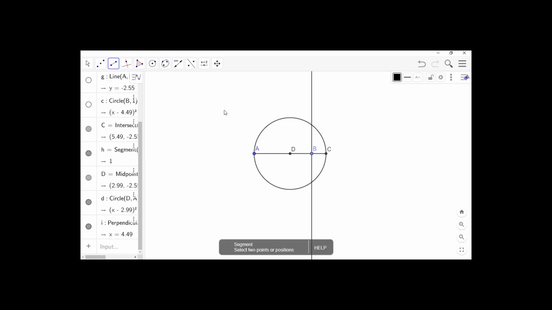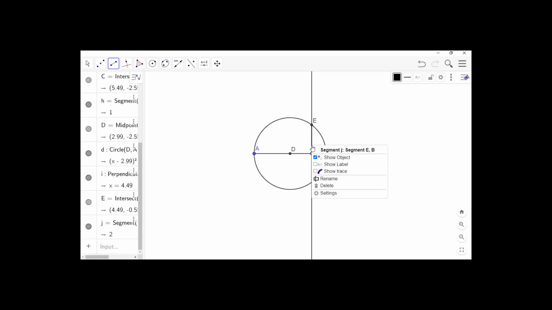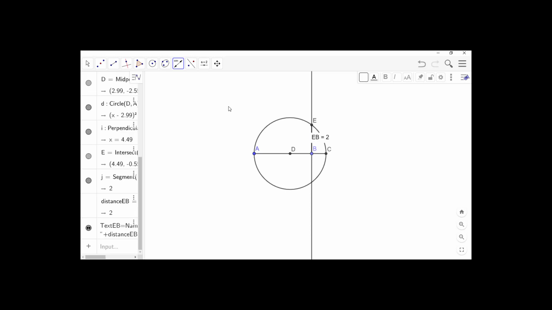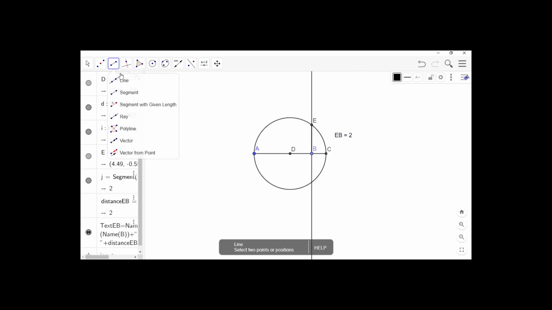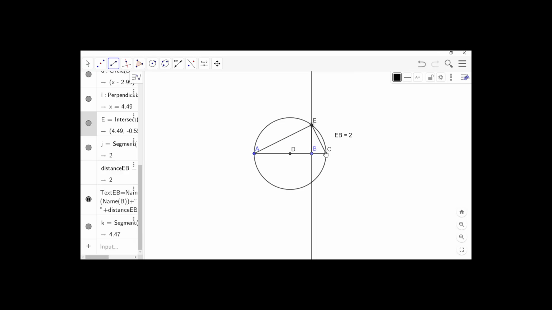What I know is if I put a point here for E and I measure that segment, so if I go and do distance or length, watch what I know about EB. It's the square root of AB. And why is that the case? Well, let me complete my image here.